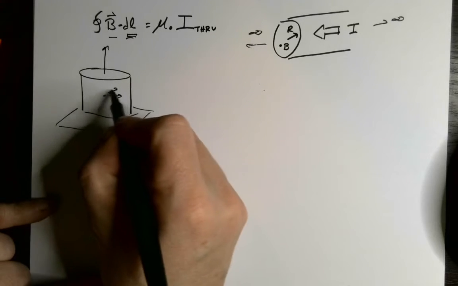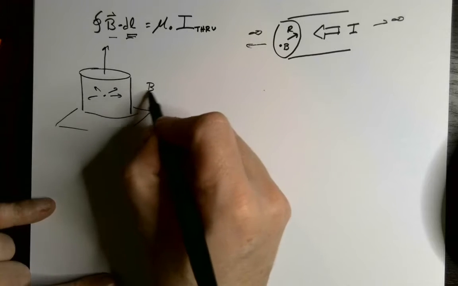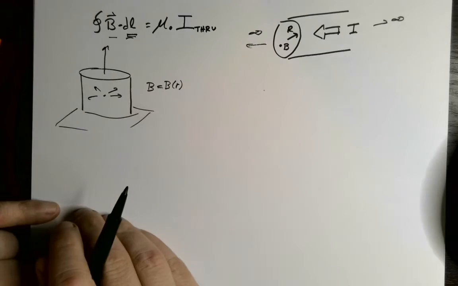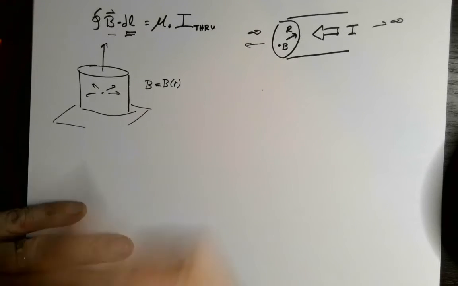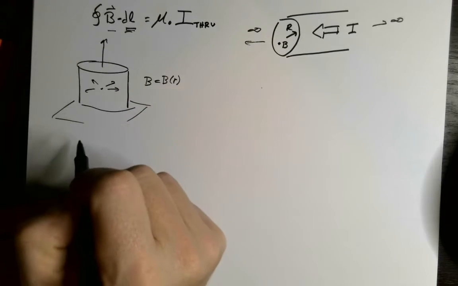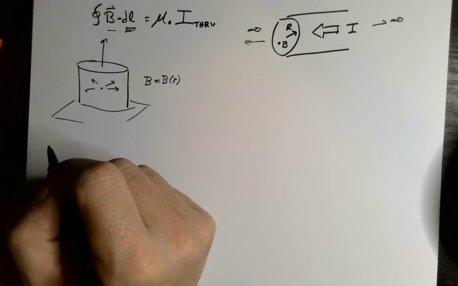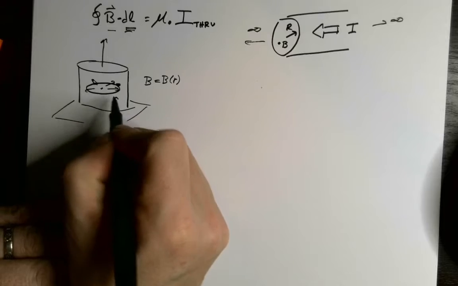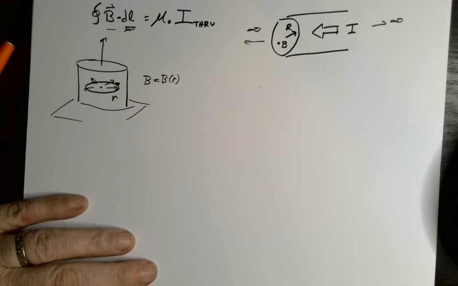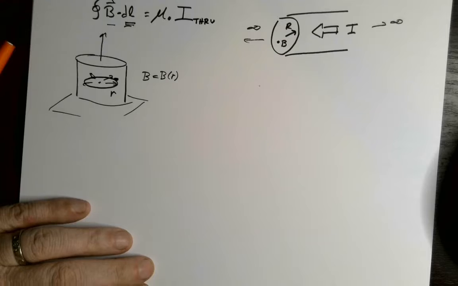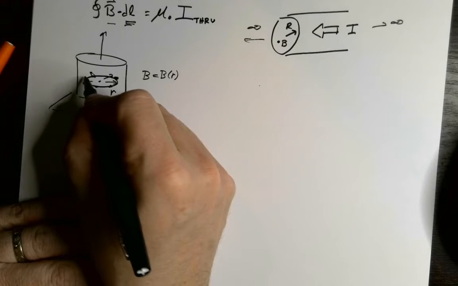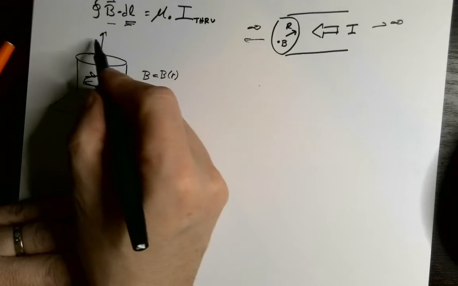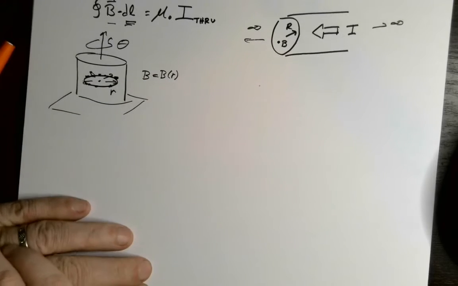We should be able to tell from the symmetry of the situation that B can only be a function of r and not theta or z. So we know that at some point radius r away from the center, the magnetic field on that point, anywhere on that circle, should be constant, again just because of the symmetry of the situation.